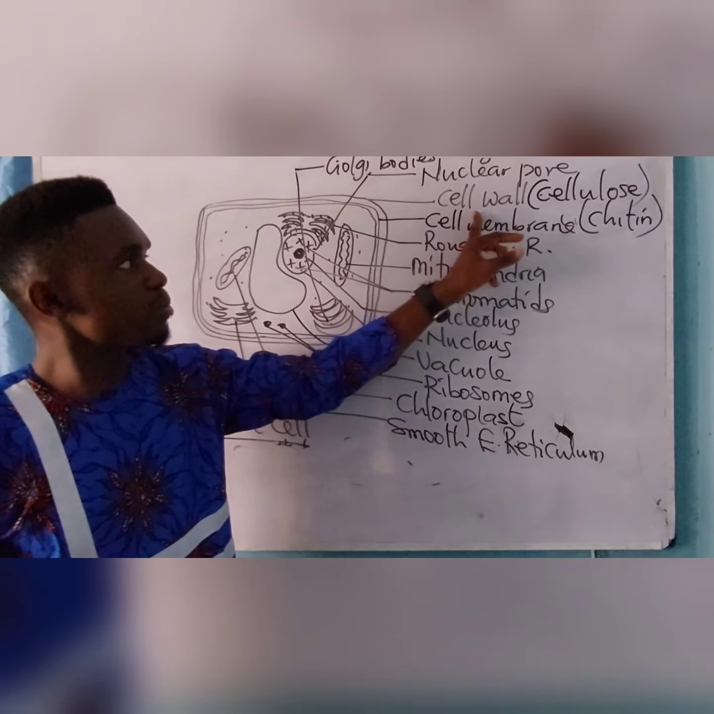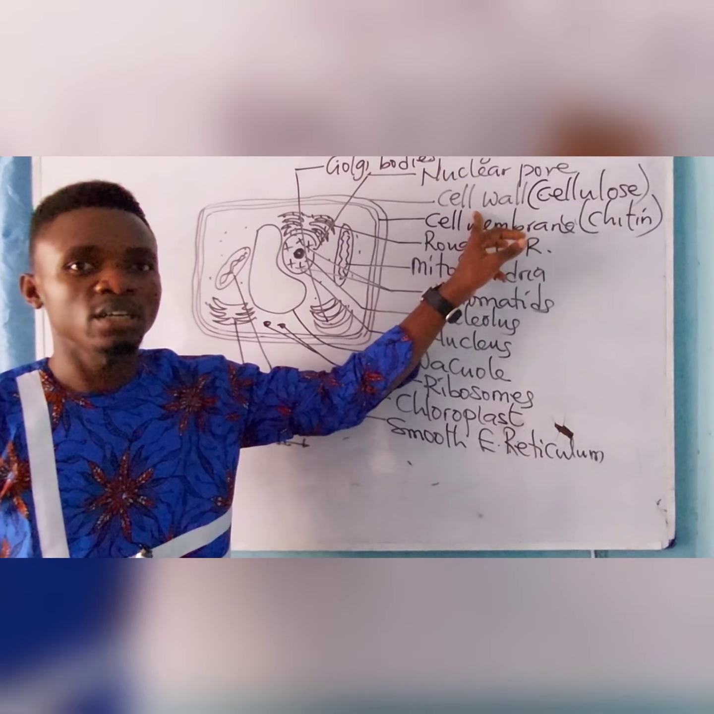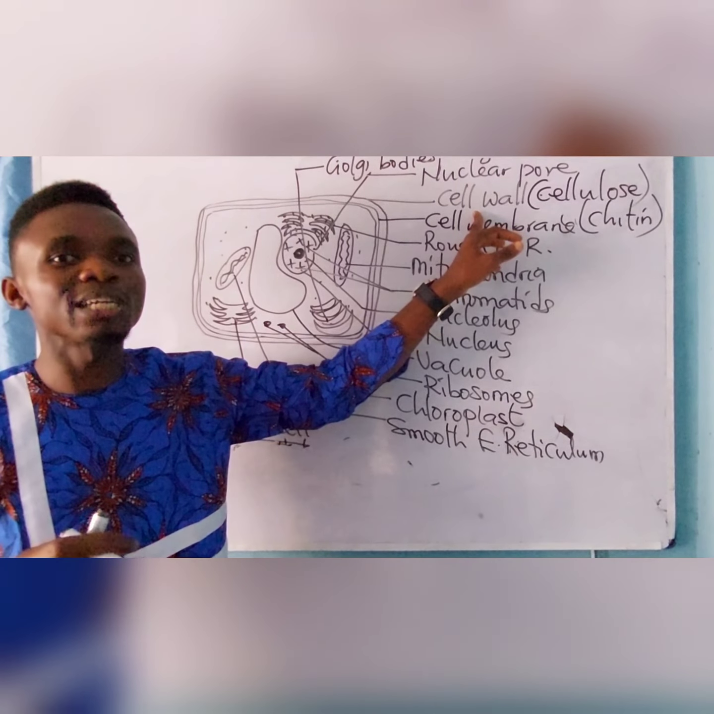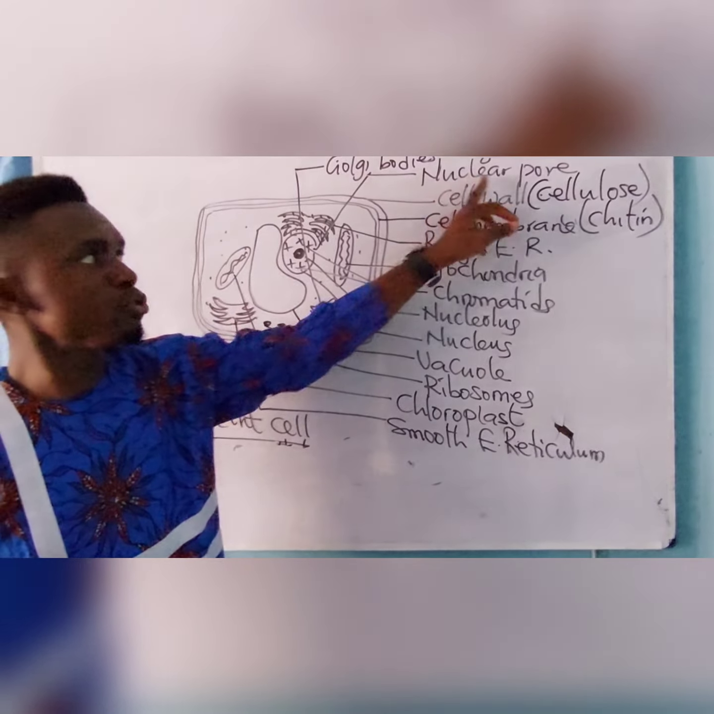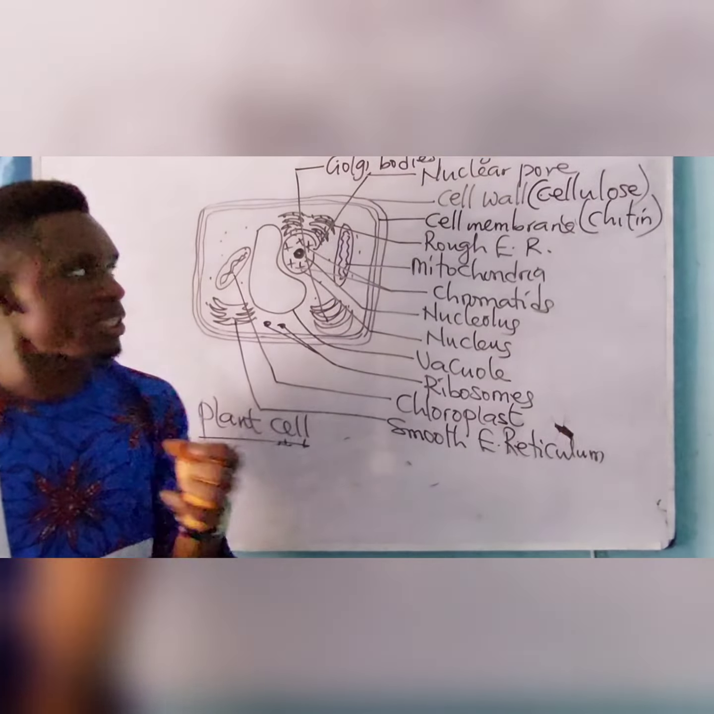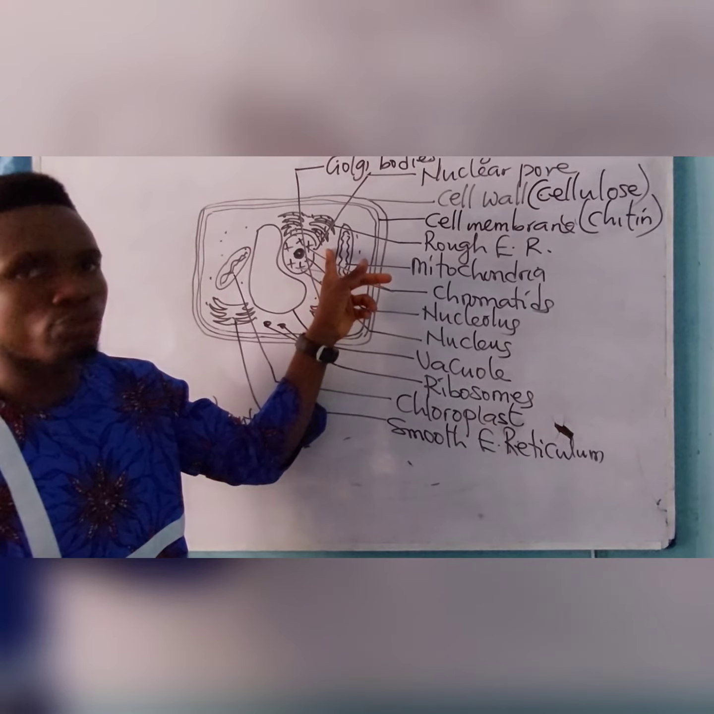The cell wall provides what? Rigidity. It provides protection to the internal delicate organelles found in the cell. Now you have the nuclear pore. The nuclear pore is an opening that is found in the nucleus.